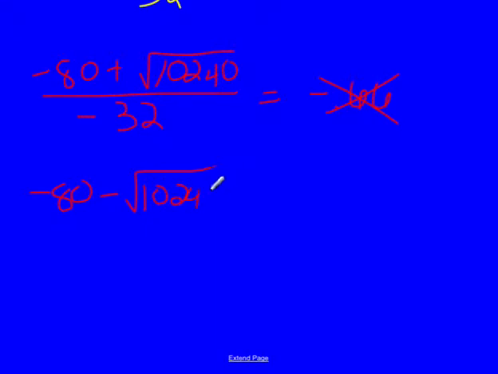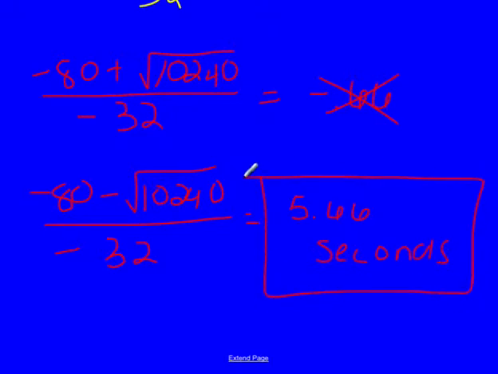So now I'm going to type in my calculator negative 80 minus the square root of 10,240, then hit enter, and then I'm going to take that answer and divide it by negative 32. So then I get 5.66 seconds. Okay, so that does work. So after a little over 5.5 seconds, you're going to return back to the ground. So we're going to throw out negative time because negative time doesn't make sense.